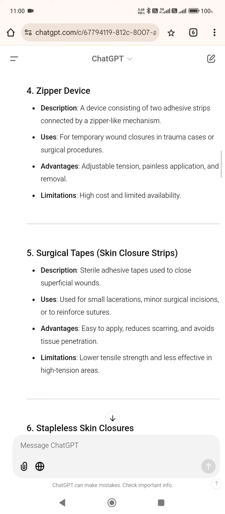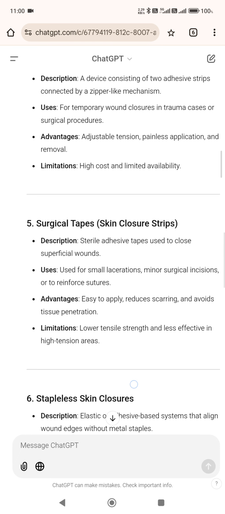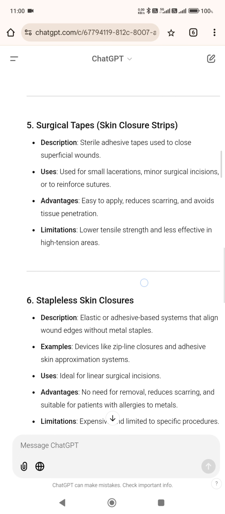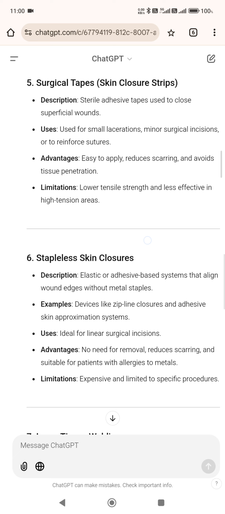5. Surgical tapes, skin closure strips. Description: sterile adhesive tapes used to close superficial wounds. Uses: used for small lacerations, minor surgical incisions, or to reinforce sutures. Advantages: easy to apply, reduces scarring, and avoids tissue penetration. Limitations: lower tensile strength and less effective in high-tension areas.